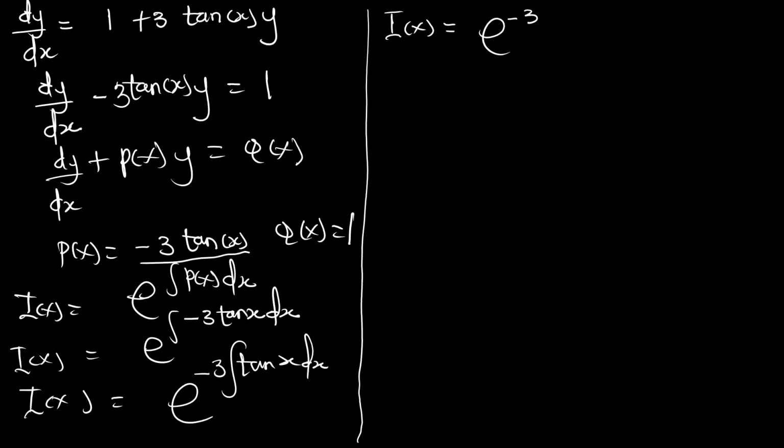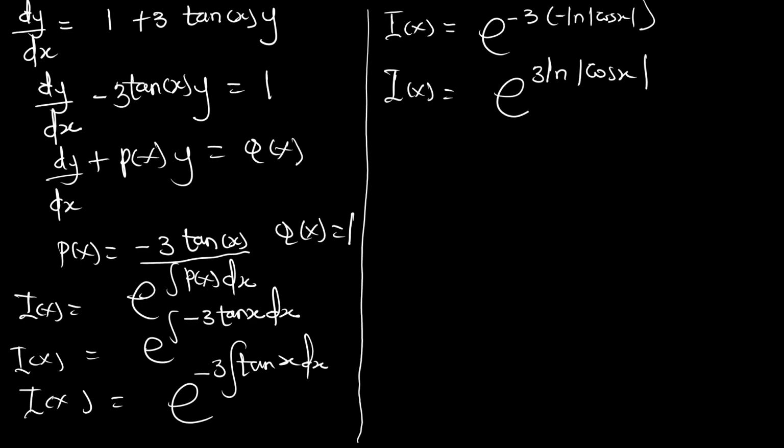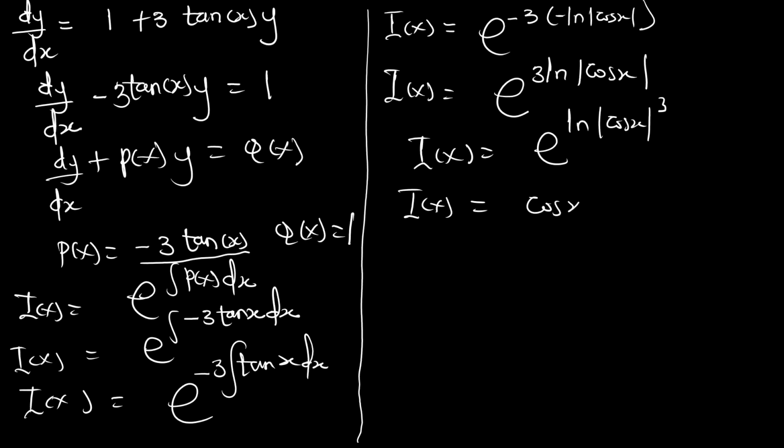So here we are going to have negative 3 multiplying the integral of tan x, which is negative ln cos x. Right. So this can also be rewritten as e to the power 3 multiplying natural log of cos x, since negative 3 multiplying negative natural log gives positive. Using the idea of indices, this is natural log of cos x to the power 3. You know that e to the power ln a equals a. So e to the power ln of cos x all cubed is cos x all cubed, which is the same as cos cubed x.